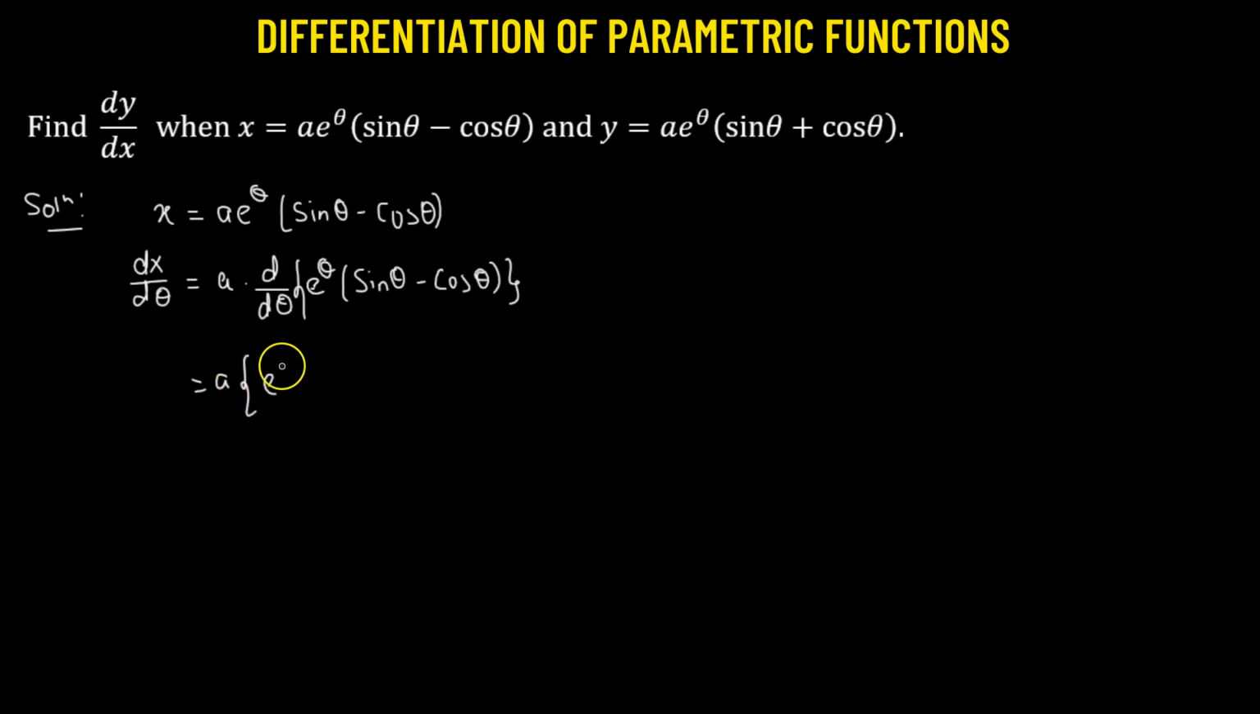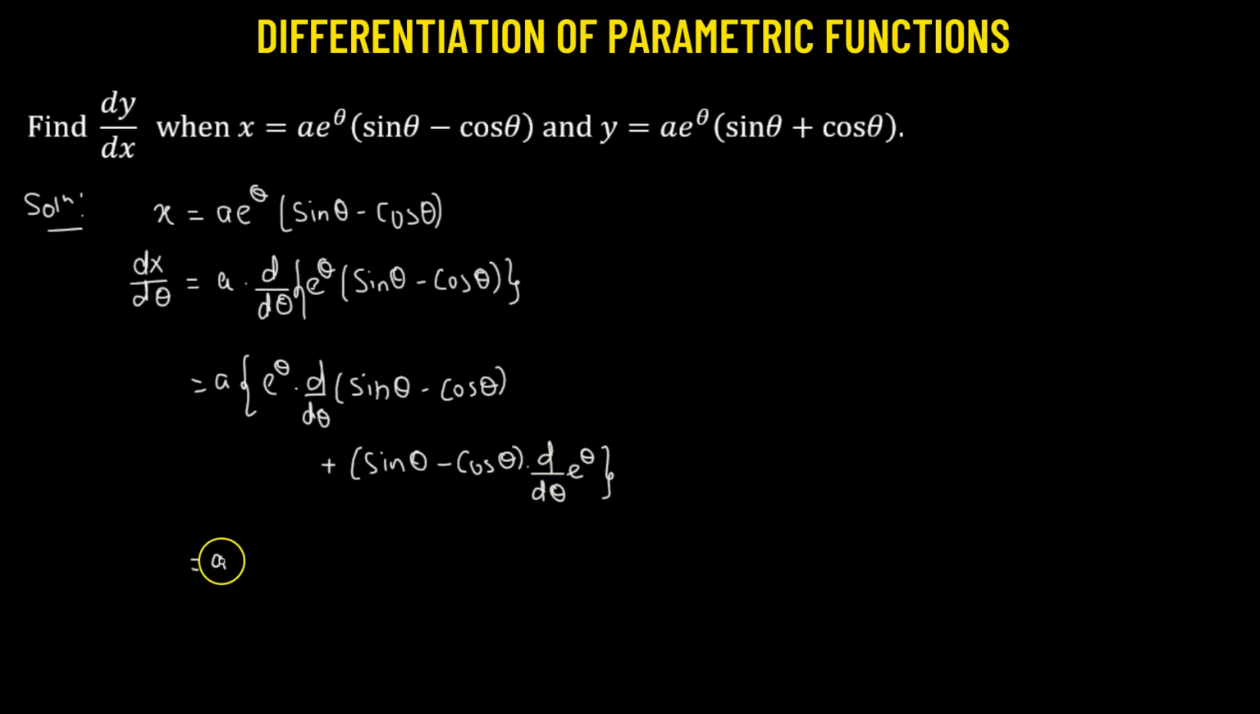So here we'll have e raised to the power of theta. This will get multiplied to the derivative with respect to theta of sine theta minus cosine theta. This will get added to sine theta minus cosine theta multiplied to the derivative with respect to theta of e raised to the power of theta. Fine. So this will be equal to a multiplied to e raised to the power of theta.